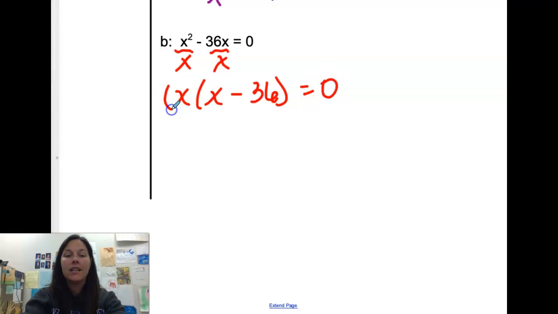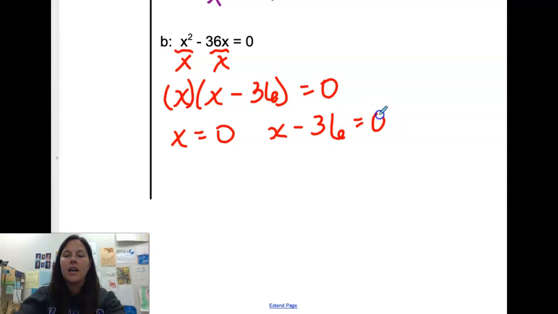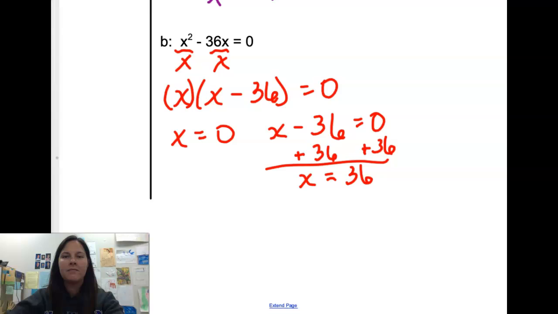Solving, I'm still going to set each piece equal to 0. The x doesn't need parentheses for factored form, but if you think about the parentheses being there, it might help you to see you're taking that x and multiplying it by the x minus 36. So those are the two possibilities. X equals 0, there's our one solution. Canceling that 36 with addition, we get a second solution of x equals 36.